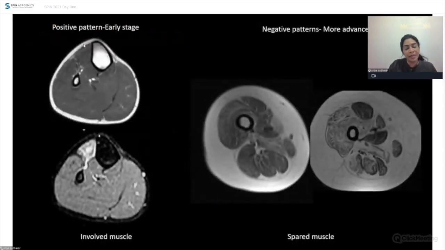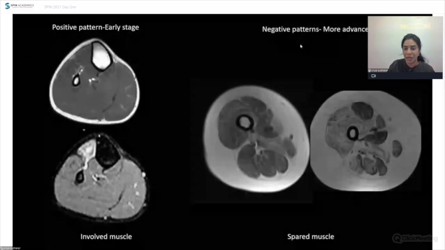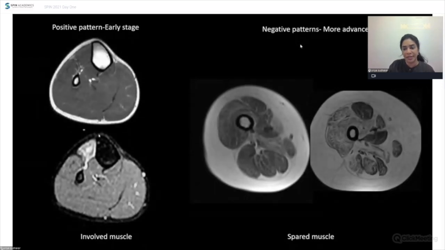So when we said we need to look at the involved as well as the preserved muscles, we're talking about the positive pattern and the negative pattern. In early stages, the involved muscle is the more important one. For example, in this case, you can see that this muscle is involved, whereas the others are well preserved. The negative pattern becomes important in the advanced stages of the disease.